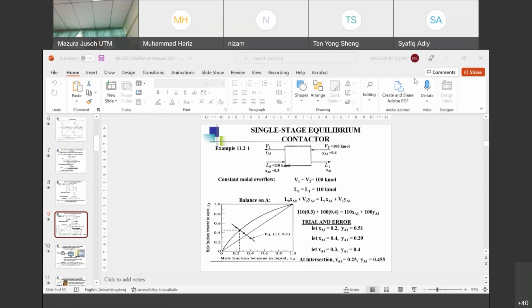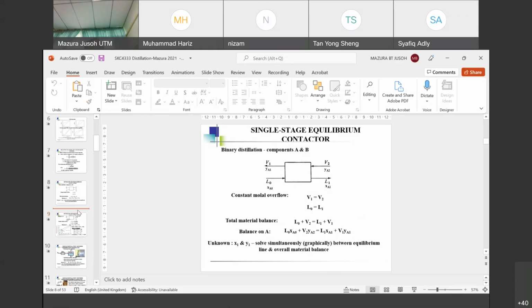Okay. So let's see. I know you cannot really see my PDF, right? So I'm going to copy this question. So let's put the question over here in this slides.